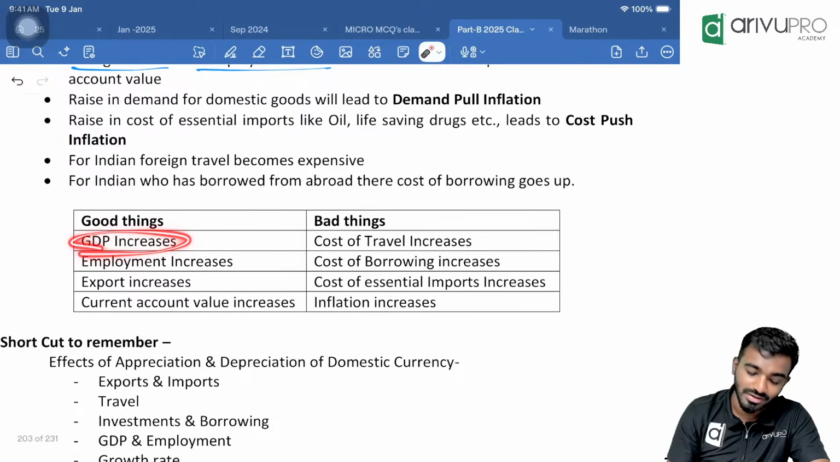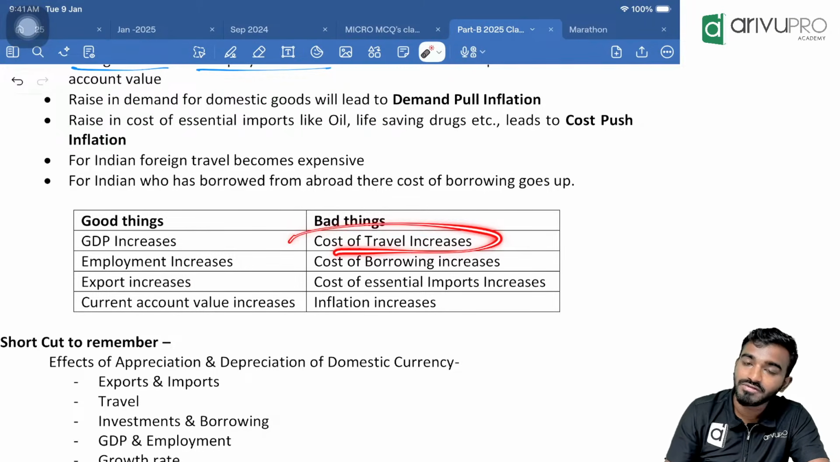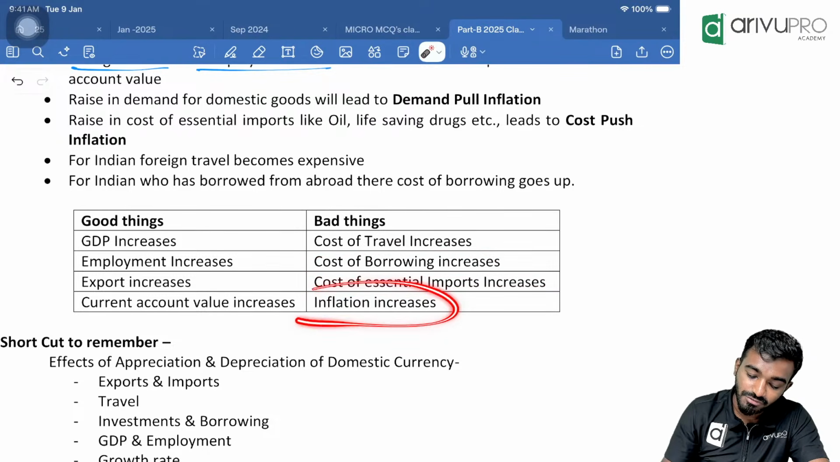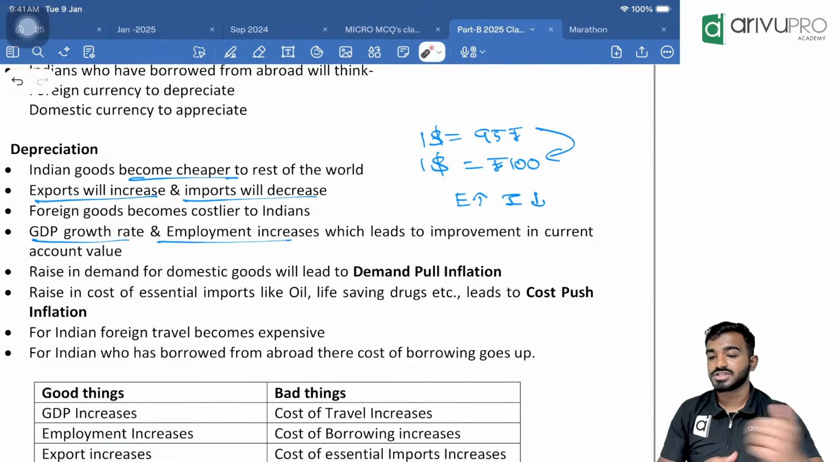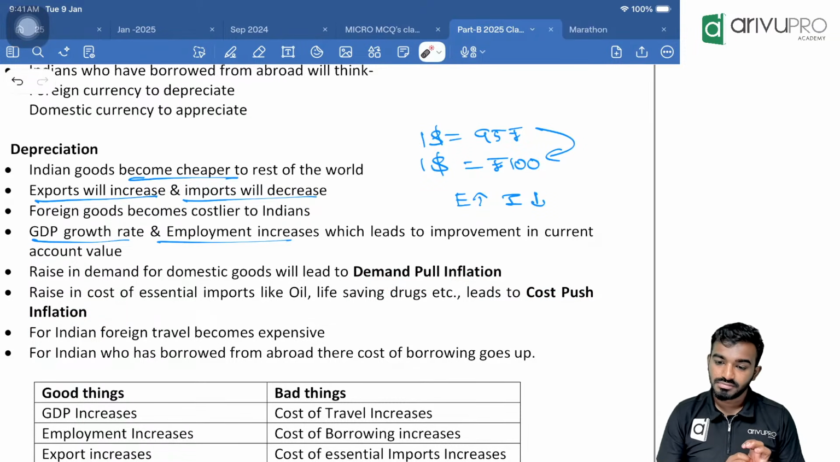Good things: GDP will increase, employment will increase. When the currency gets depreciated, exports will increase. Our current account value improves, because we are exporting more, we will receive more money. But bad things: cost of traveling will increase, cost of borrowing will increase, cost of essential imports will increase. Inflation will increase, both demand pull and cost push.